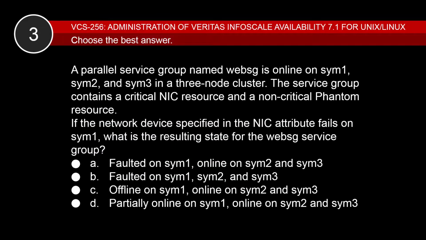Next question. A parallel service group named WebSG is online on SIM1, SIM2, and SIM3 in a 3-node cluster. The service group contains a critical NIC resource and a non-critical phantom resource. If the network device specified in the NIC attribute fails on SIM1, what is the resulting state for the WebSG service group?